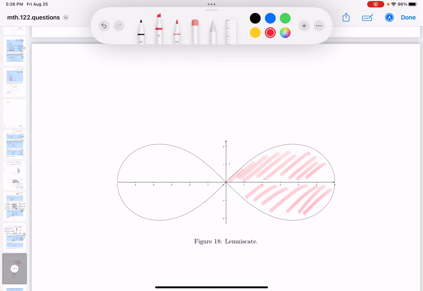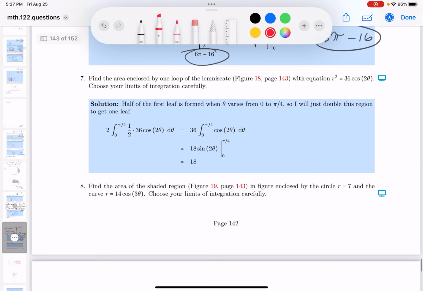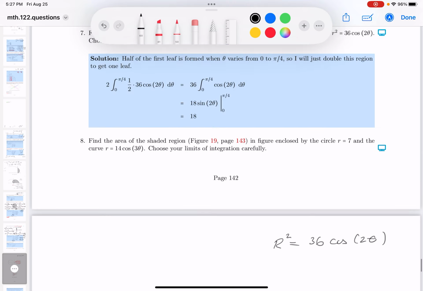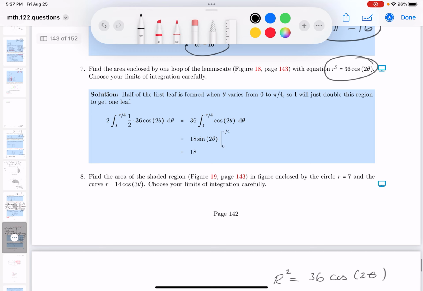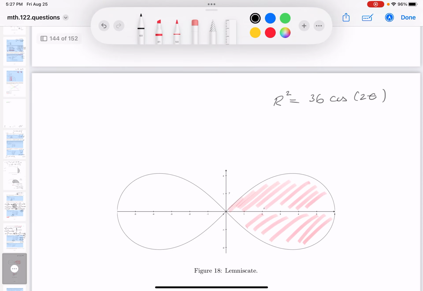Question is, what's the relationship? And they give the relationship to me. It's r squared equals 36 cosine of 2 theta. Again, this is the relationship they're giving me. All right. So what I would do over here is just look at it and realize I just want an r. But I want to concentrate not on this plus or minus business, just the positive part.